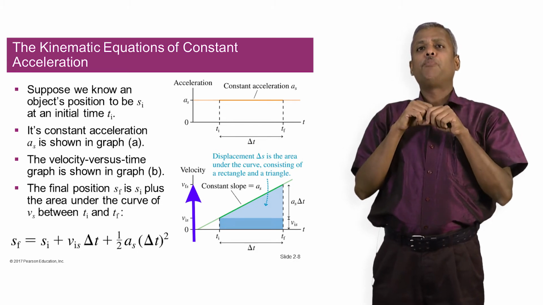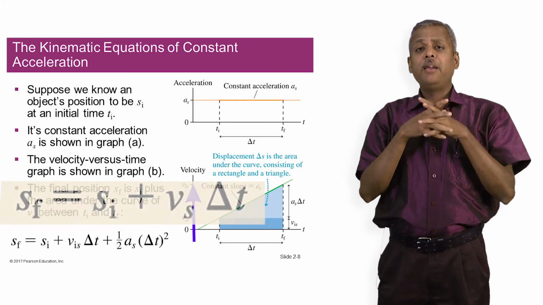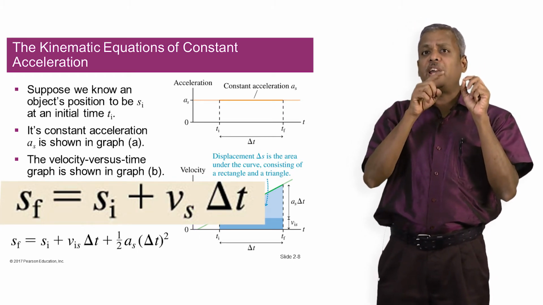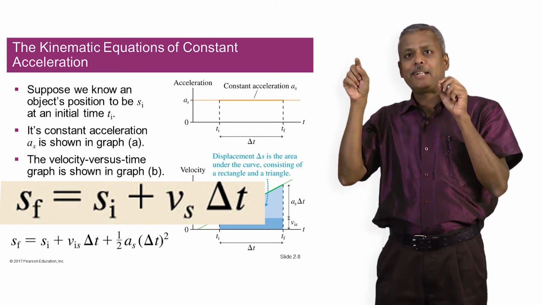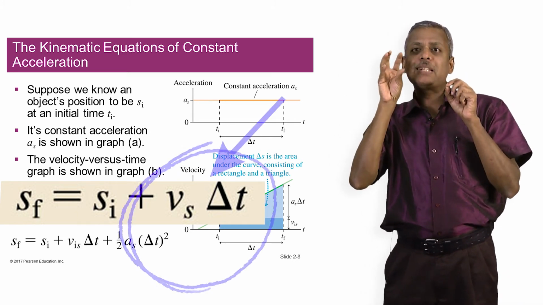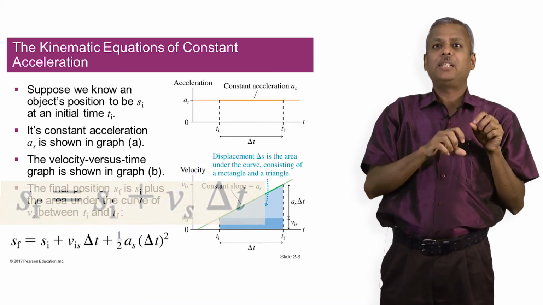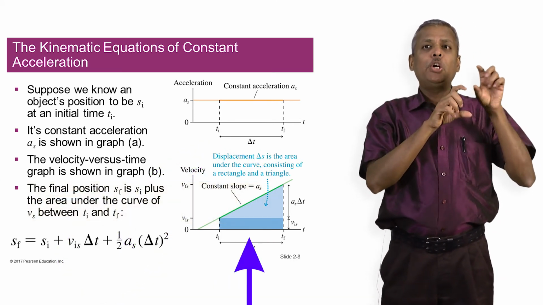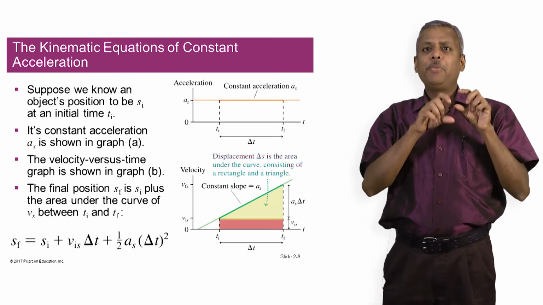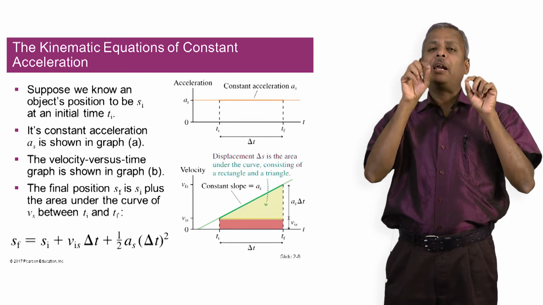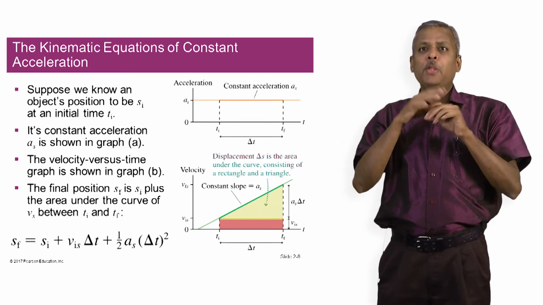That also you can fit in the position equation. As I said, the position equation is S final is Si plus Vs delta T. Now we are going to look at the Vs delta T, where you can get the area under the curve. Area has two combinations: one is a triangular area and the other a rectangular area. If you get the triangular area by 1/2 BH and the rectangular area by A times B, you can get the total area.